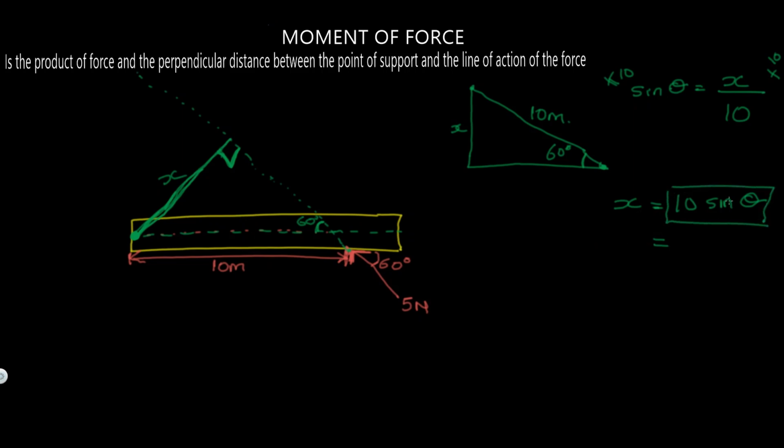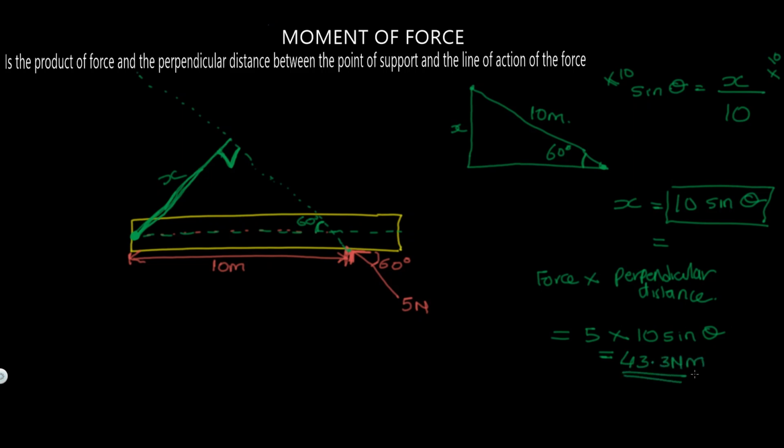And we always say that moment of force is always given by the force times the perpendicular distance. So we'll take force multiplied by the perpendicular distance. So the answer will be 5 newtons multiplied by the distance, which is 10 sine of theta, and your total answer will be approximately 43.3 newton meter, and this is your answer.